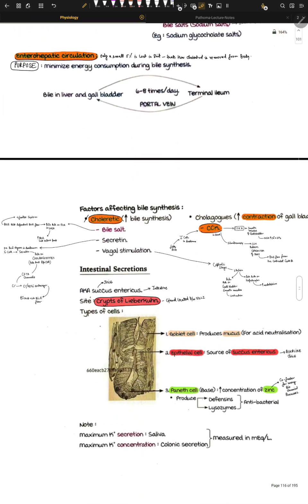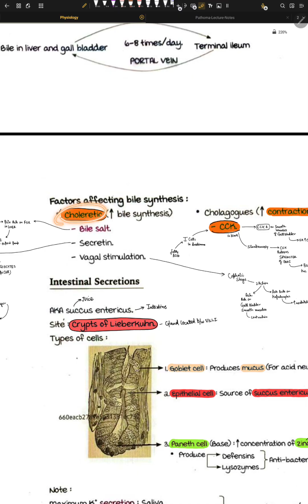So the main action of these choleretics is that they act mainly on hepatocytes, and they stimulate the production of bile. Now this can happen via direct action, or indirect, that is humoral, or it can happen in a reflex way.